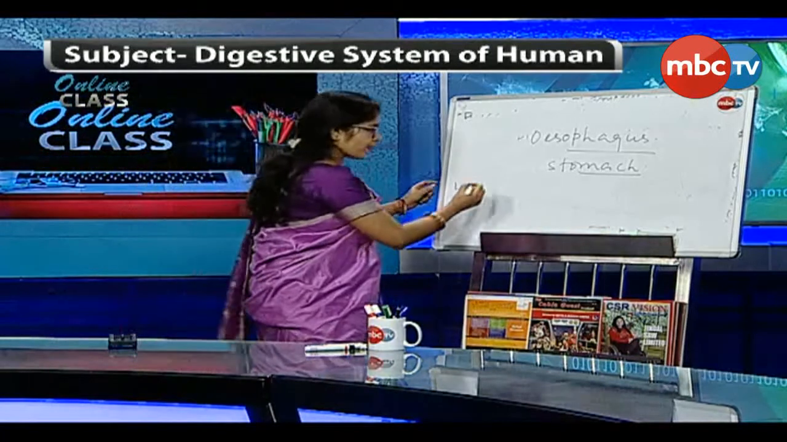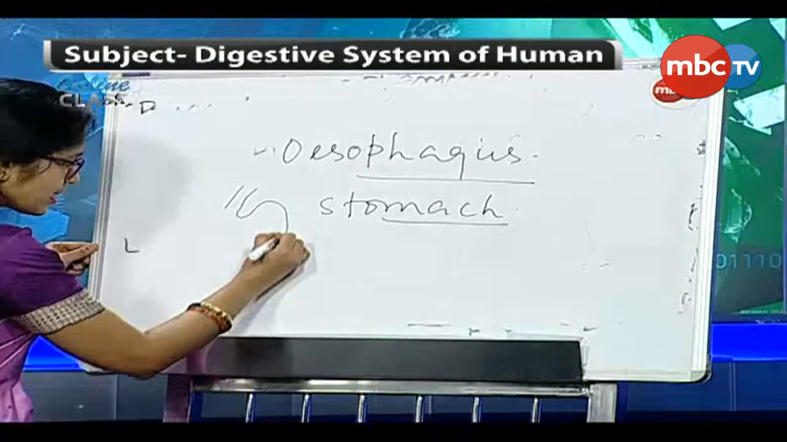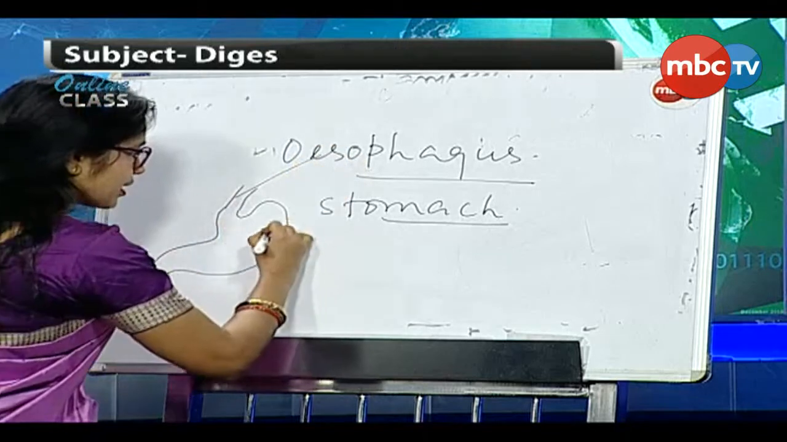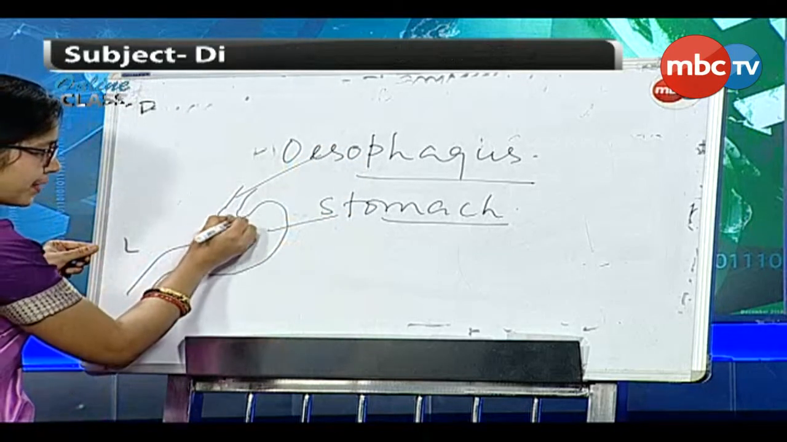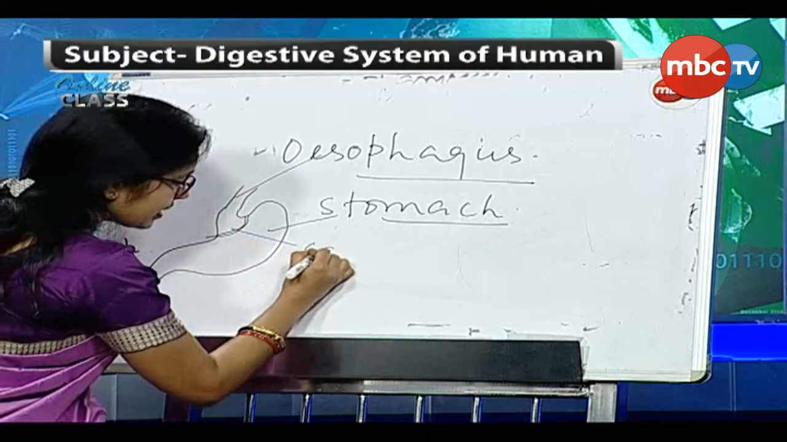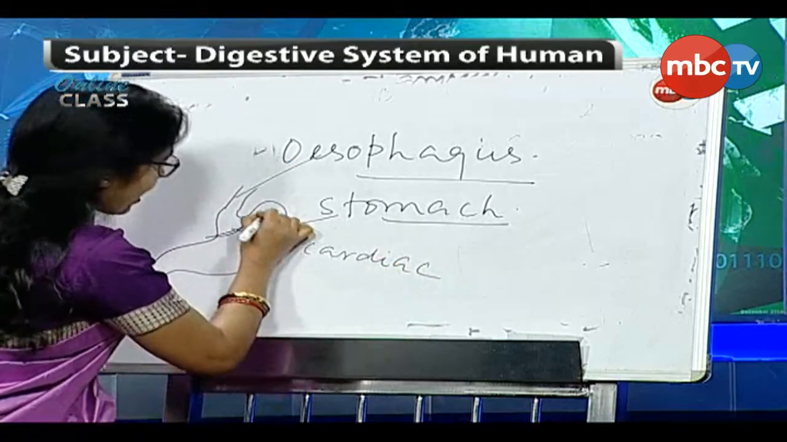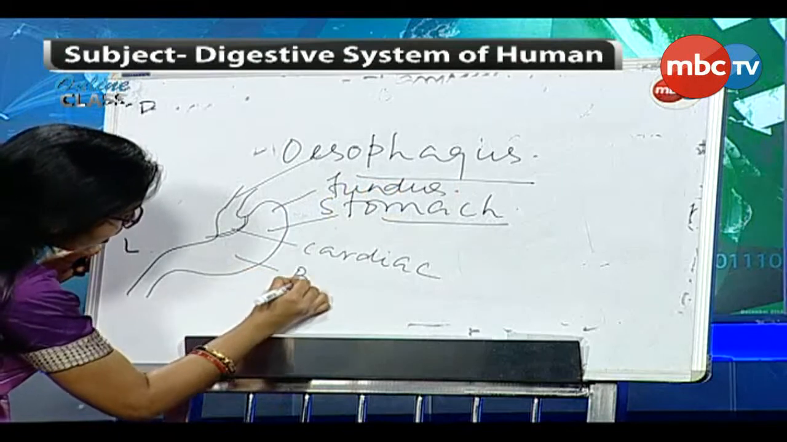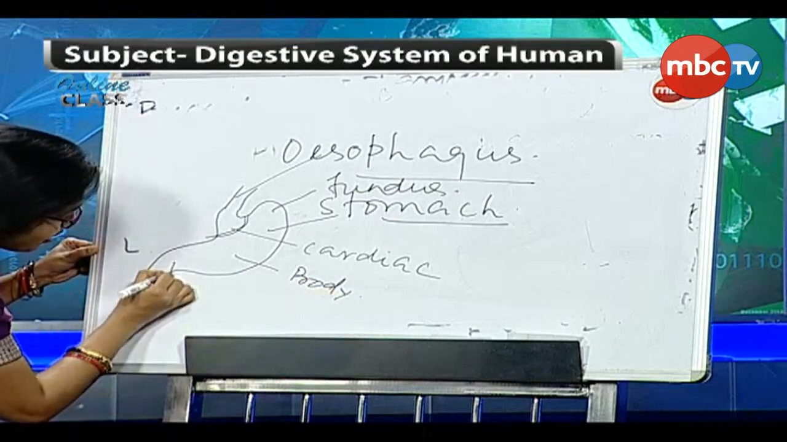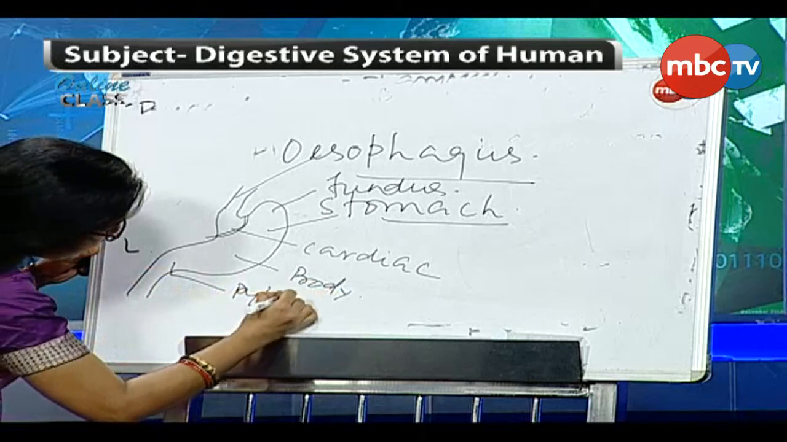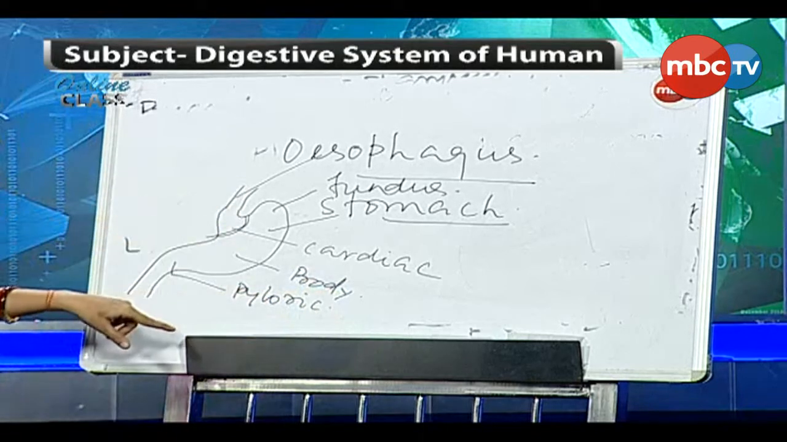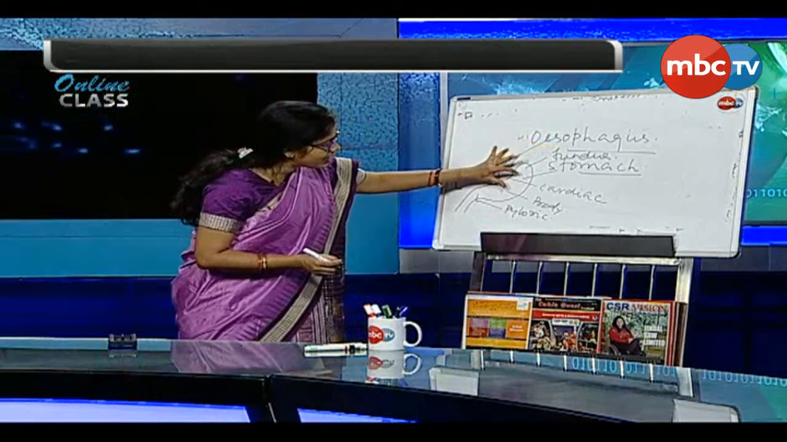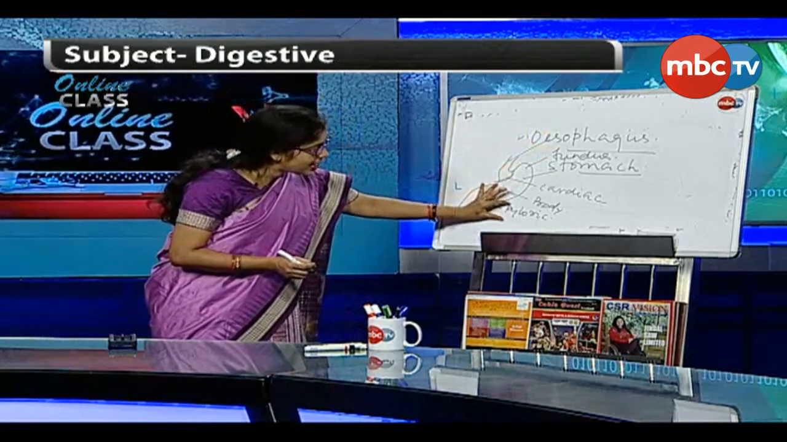So, what is the structure of the stomach? This is esophagus. Esophagus leads into the J-shaped structure that is known as stomach. This is esophagus. This is stomach. The stomach is divisible. This part of the stomach is known as the cardiac part of the stomach. This part of the stomach is known as fundus. This part of the stomach is known as body. And the last part of the stomach is known as pyloric part of the stomach. So, the stomach is divisible into four different parts. First one is fundus, second one is cardiac, third one is body, last one is pyloric.